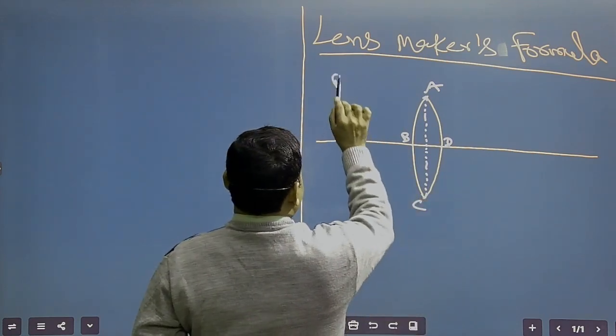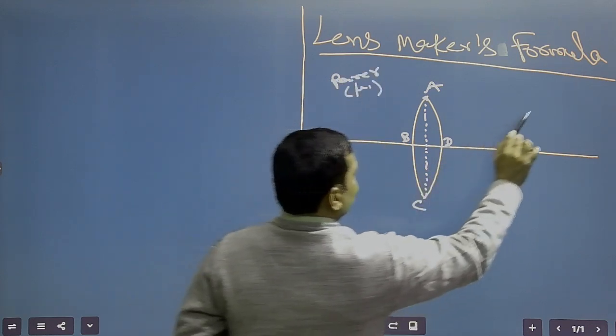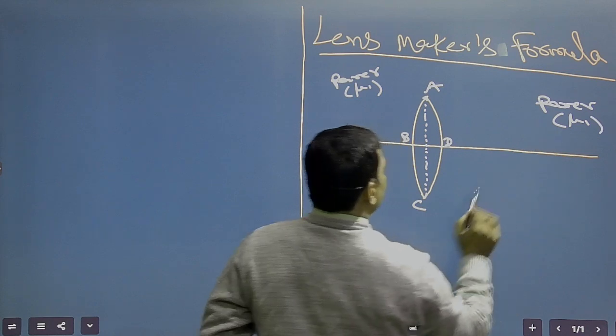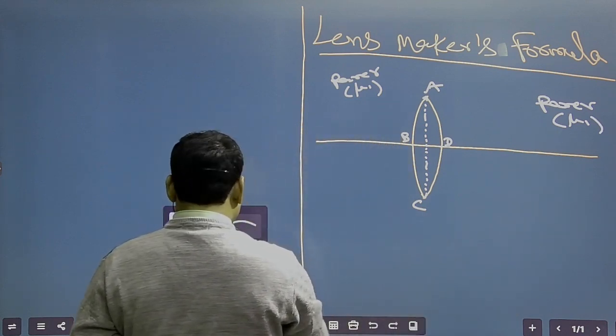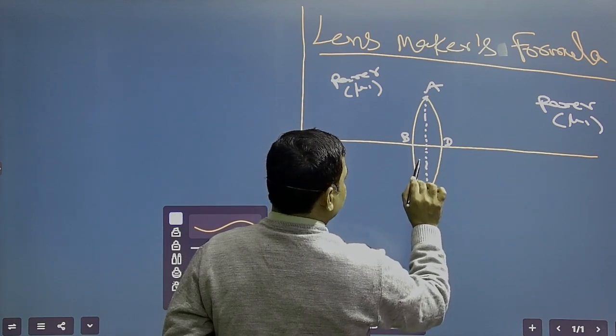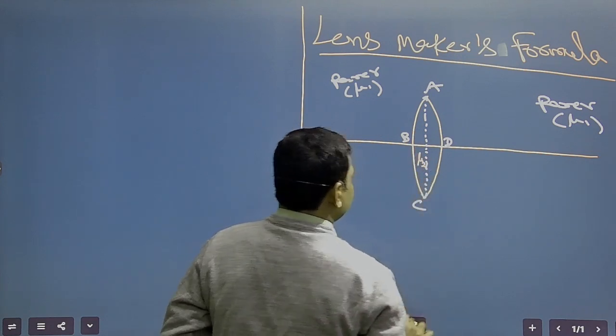So this is your rarer medium, and rarer medium means this is mu1. This will also be the rarer medium, so the refractive index is mu1. But inside the lens, the refractive index, that is the material of the lens, this is your mu2, the refractive index of the lens.